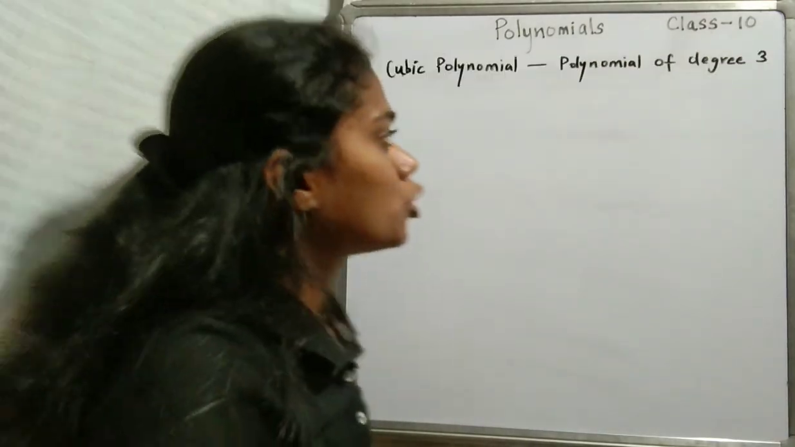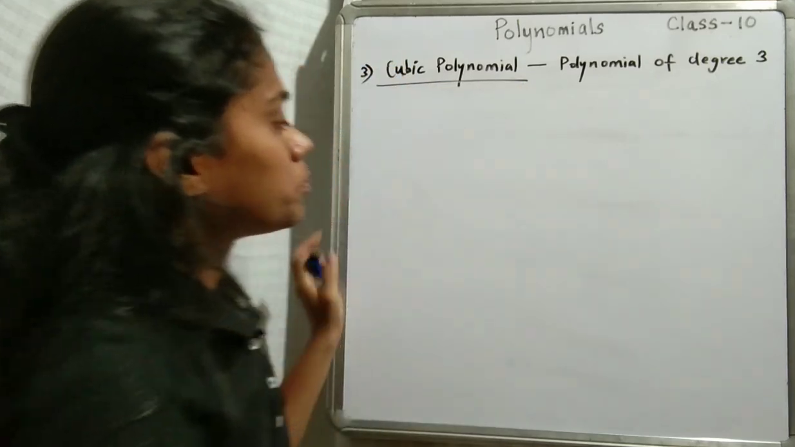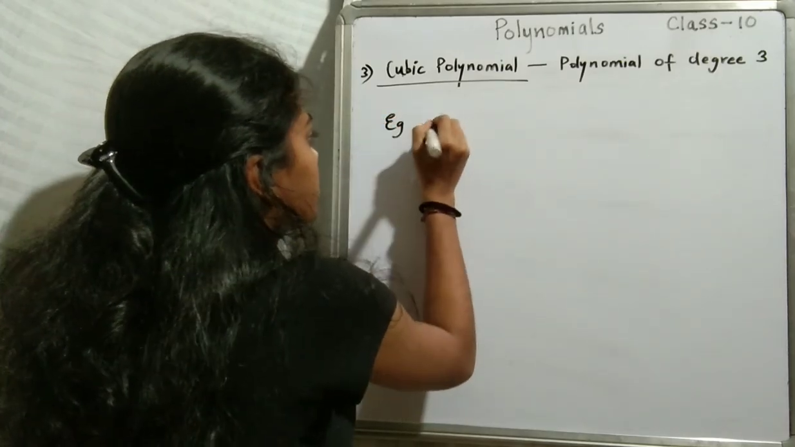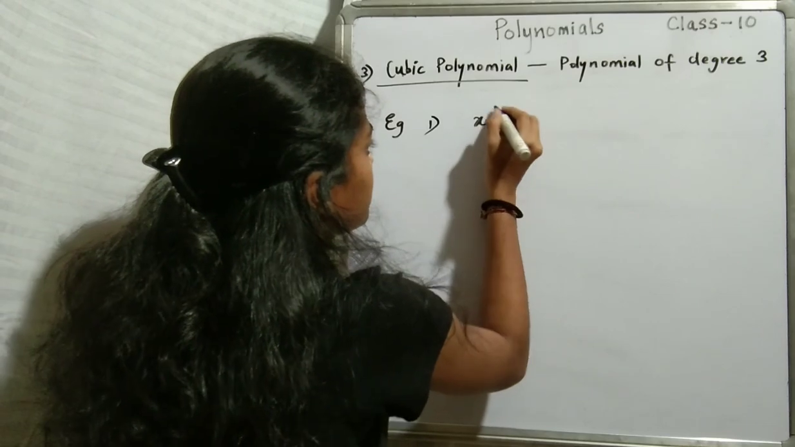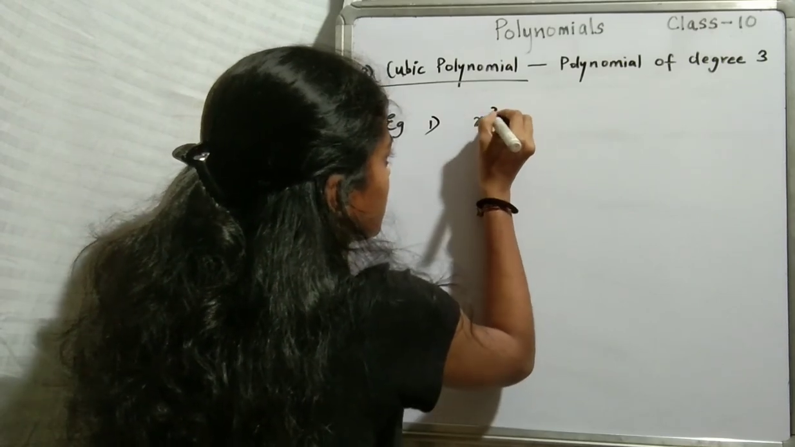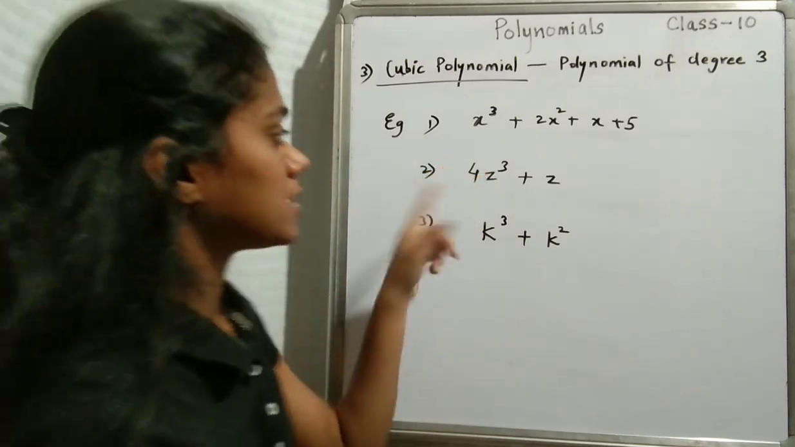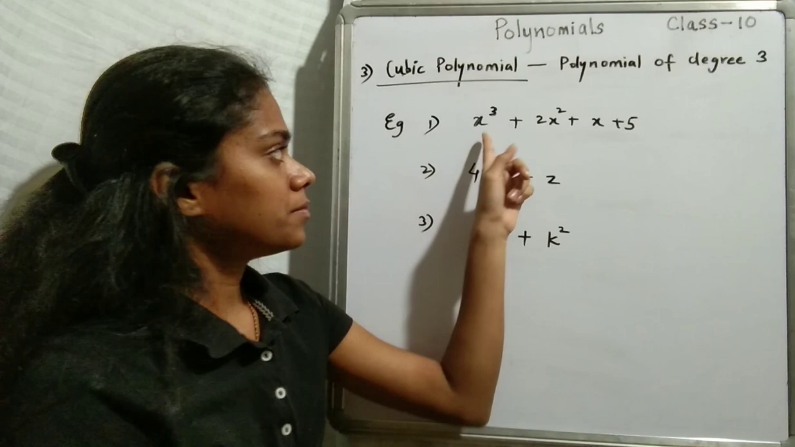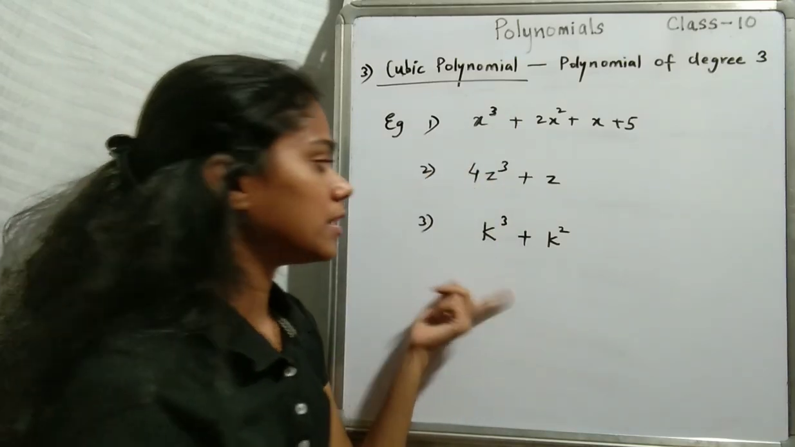Next we have cubic polynomial. You can see that it's a polynomial of degree 3, right? So what are the examples? See, these are 3 examples for cubic polynomial. You can see we have degree 3, here also degree 3, right?